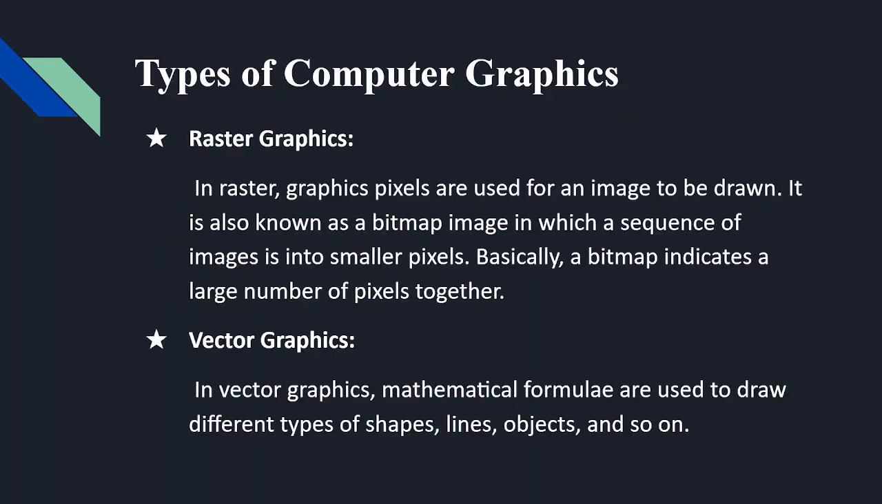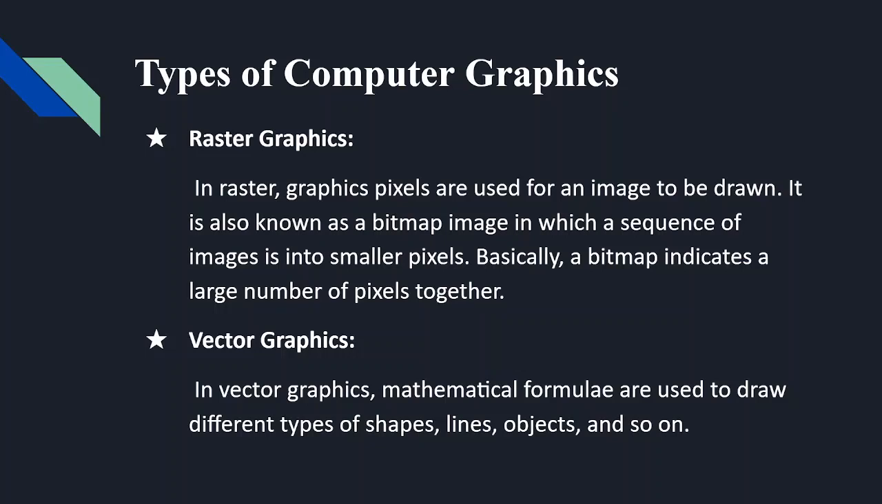Next is the types of computer graphics. There are mainly two types of computer graphics, that is raster graphics and vector graphics. In raster graphics, pixels are used to draw an image on the screen, and it is also known as bitmap images. Bitmap is basically an image divided into smaller pixels. A large number of pixels coming together is known as a bitmap.